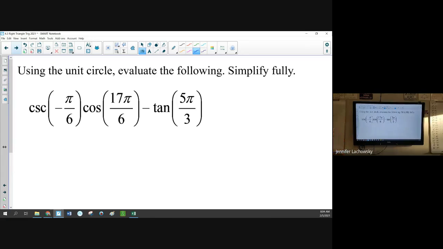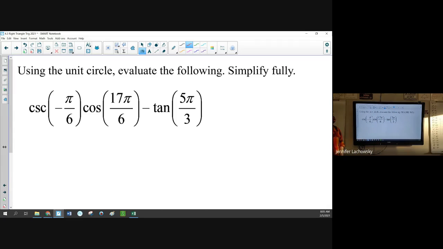Let's flip it back over to the unit circle, and let's find these values. Okay, let's simplify this expression. Did you take this with me yesterday? I can just give that one to you if I can find it right quick. So you got cosecant of negative pi over 6. There you go. Just give it back to me. Okay.